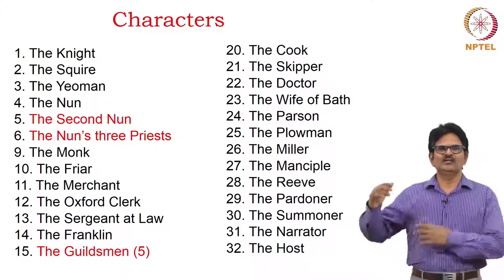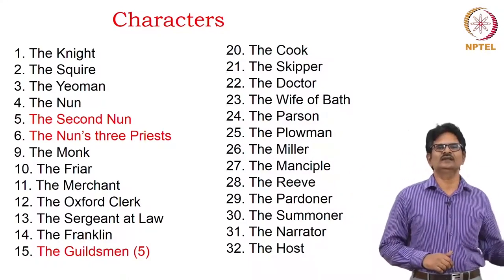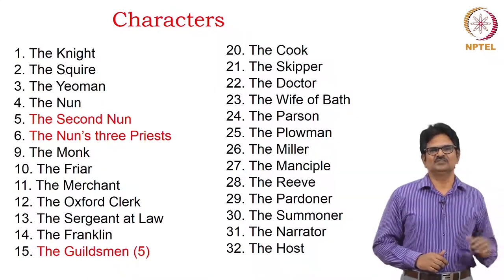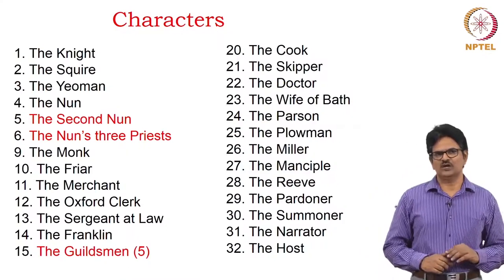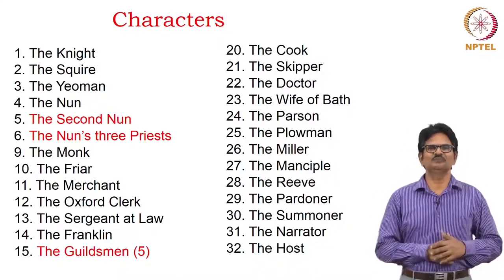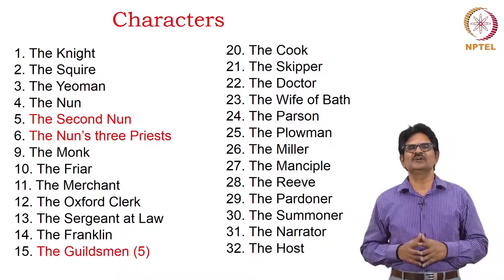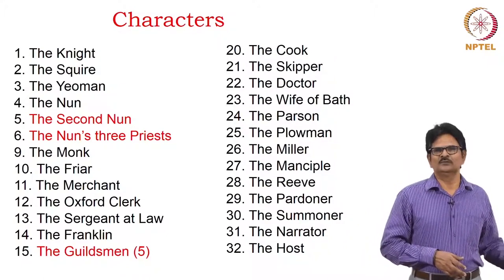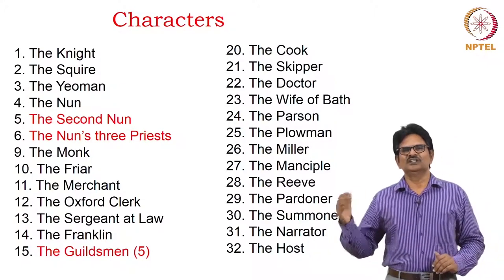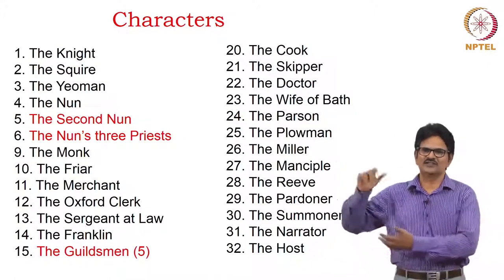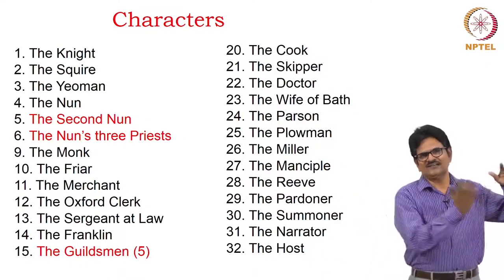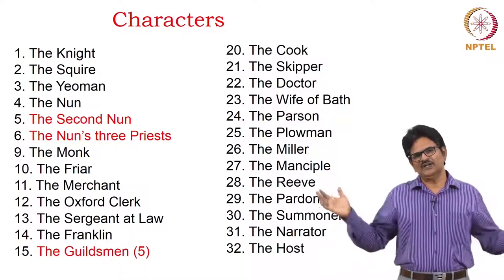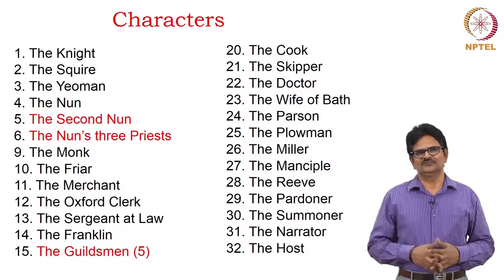The knight, the squire, the yeoman, one group; the nun, the second nun, the nun's three priests; the monk, the friar, the merchant, the Oxford clerk, the sergeant at law, the franklin. Another group: the guildsman, the cook, the skipper, the doctor, the wife of Bath. Yet another group: the parson, the ploughman, the miller, the manciple, the reeve, the pardoner, the summoner. Yet another group: the narrator is a class by himself. Similarly, the host is a separate character by himself.